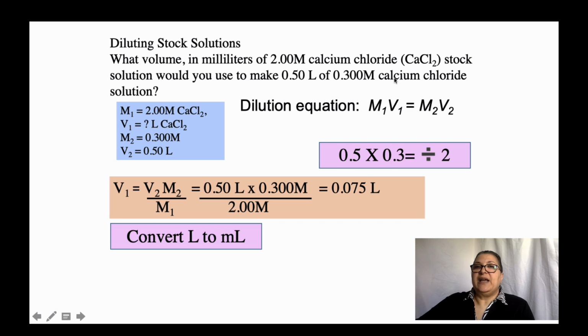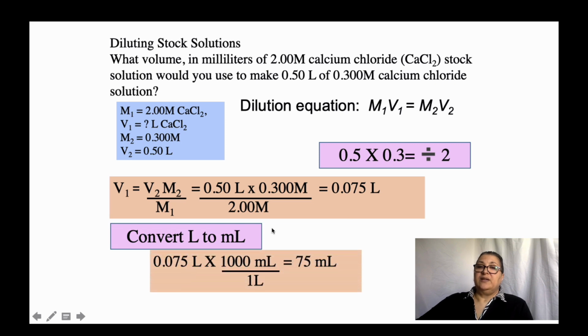But that's not what they asked for. They asked for milliliters, and we have liters. And we know 1 liter has 1,000 milliliters. So we multiply by 1,000. And that would be your answer.